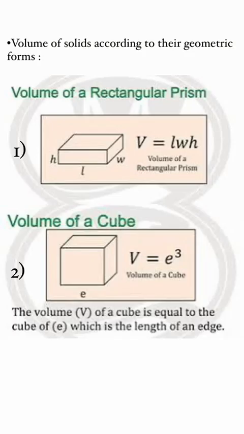Volume of solids according to their geometric forms. Starting with the first form, the rectangular prism. As we know, the rectangle has height, length, and width, so the volume of the rectangular prism is length times width times height. The second form is the cube. The cube has all sides equal. Therefore, the volume of a cube is equal to side cubed.